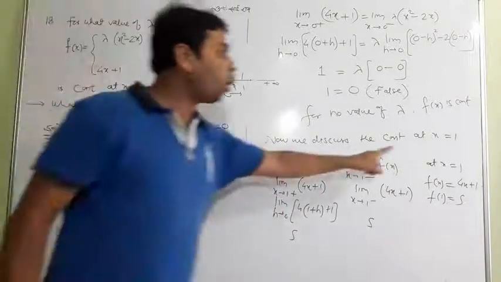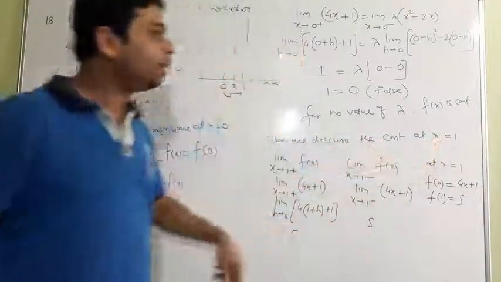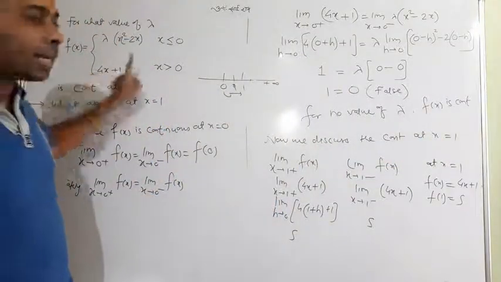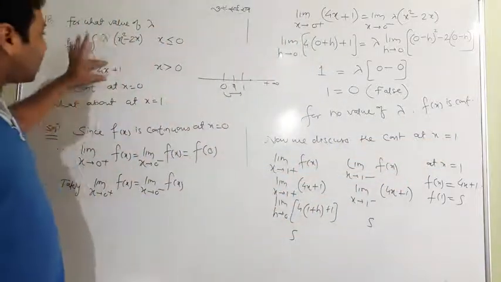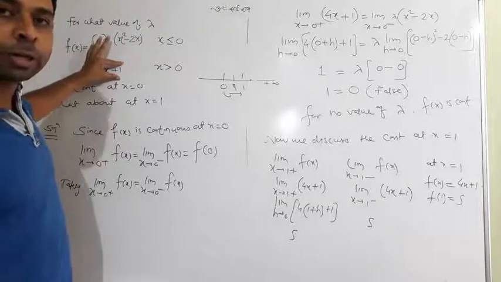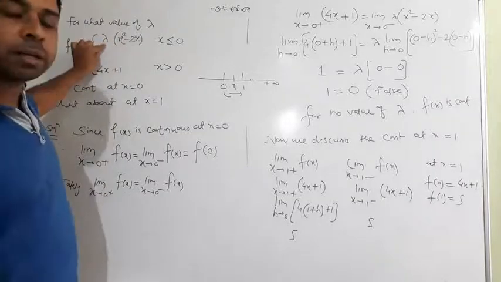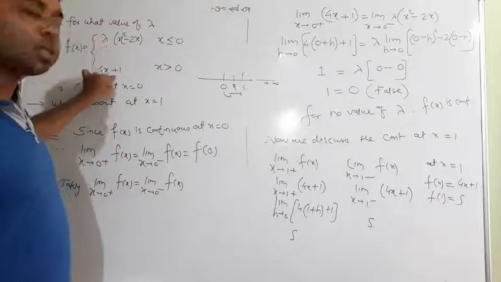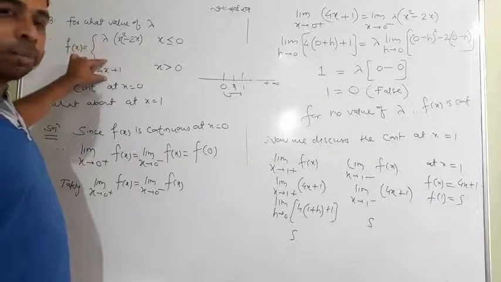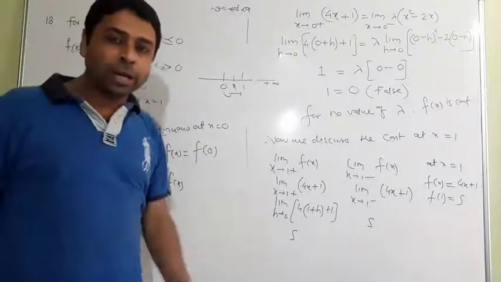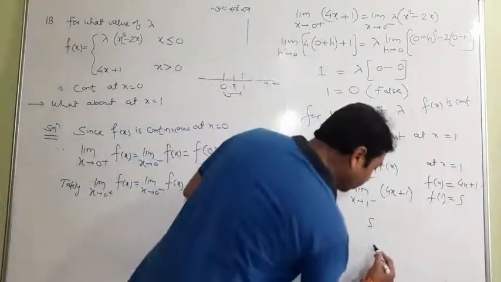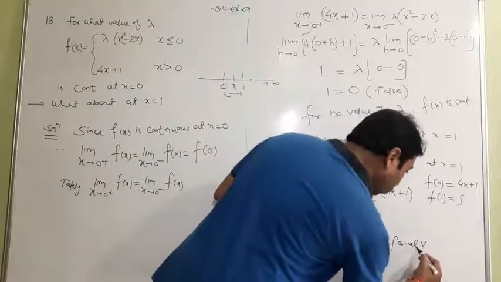For the continuity at x equal to 1, the function is always continuous because it doesn't depend on lambda. At x equal to 1, for the right hand limit, left hand limit, and main value, the function is 4x plus 1, which does not depend on lambda. Even if lambda is put as any value, this is the same 4x plus 1. If lambda is 2, this is the same, if lambda is 3, this is the same. The meaning is what? Lambda can be put any value, but this function is the same, so that function will be continuous.